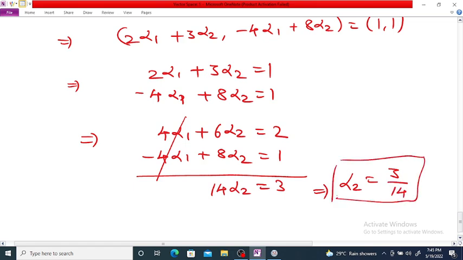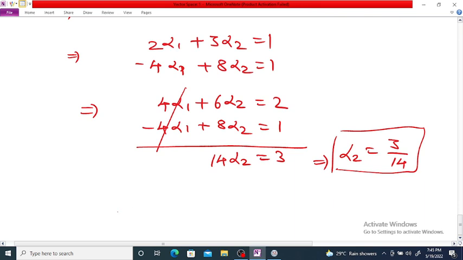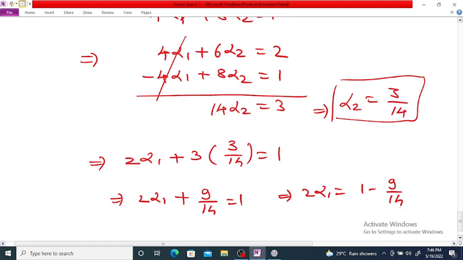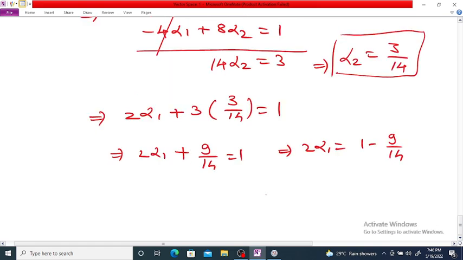and if we substitute this value in any one of these equations, then we get 2 alpha 1 plus 3 times alpha 2, which is 3 by 14, equal to 1. So if we simplify this, we get 2 alpha 1 plus 9 by 14 is equal to 1. So 2 alpha 1 is equal to 1 minus 9 by 14, which is 14 minus 9, so 2 alpha 1 is equal to 5 by 14. So alpha 1 is equal to 5 by 28. So this is the value of alpha 1 and alpha 2.